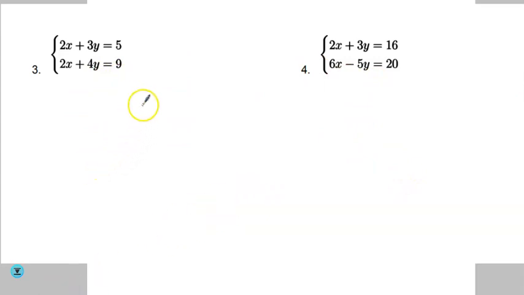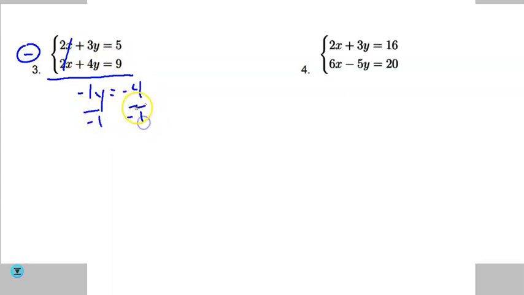All right, so on number 3, hopefully you noticed that your x's match up. You add 2x and 2x since they're both positive, or if they were both negative, you would subtract them. So I'm going to subtract these two equations. So 2x minus 2x, 0. 3 minus 4 is negative 1. And 5 minus 9 is negative 4. Divide by negative 1. So y is 4.